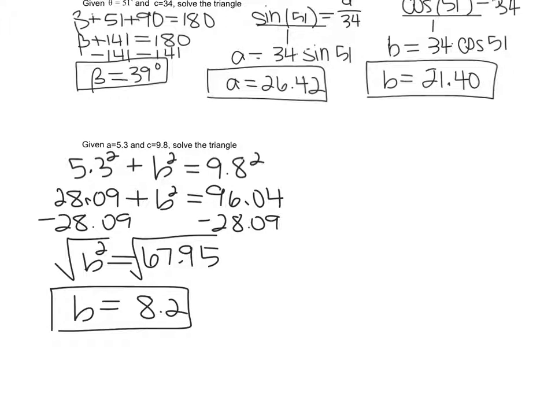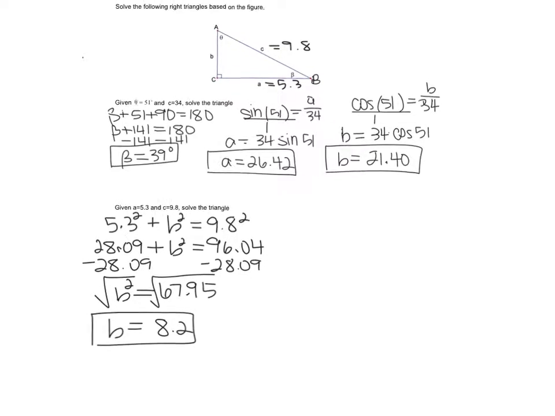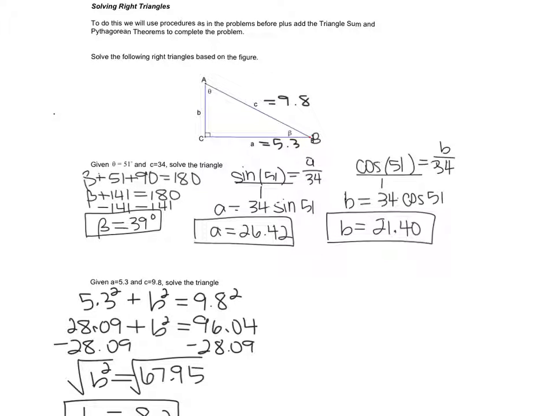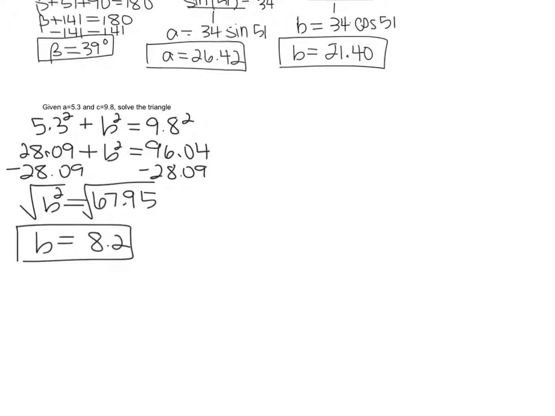Now we want to solve for theta or beta. It doesn't matter which angle we solve for first, and I'm going to solve for theta. So if we look back at our picture, we want to use our sides of A and C. So from theta, A is the opposite side and C is our hypotenuse, and the ratio that involves opposite and hypotenuse is sine. So we have that sine of theta is going to equal 5.3 over 9.8.